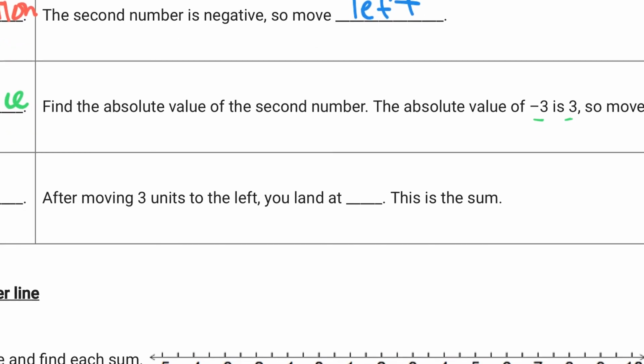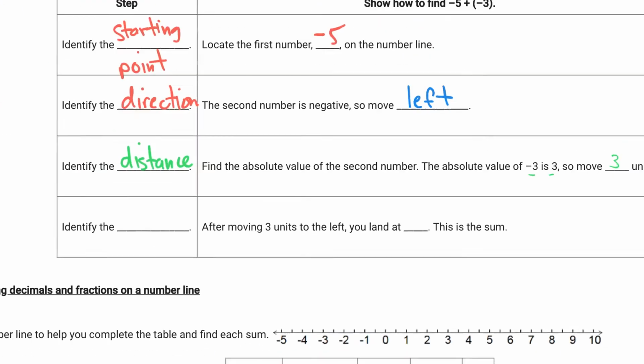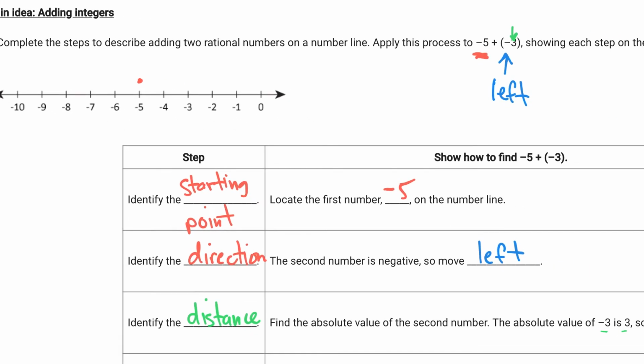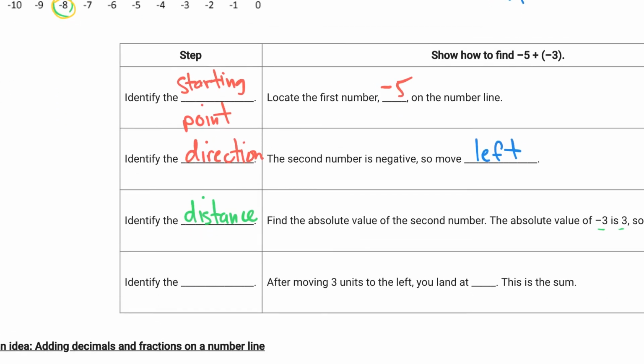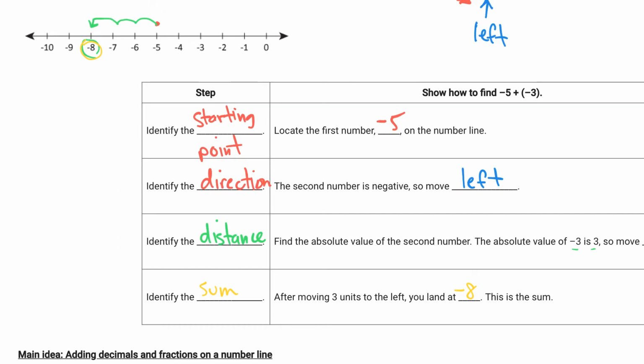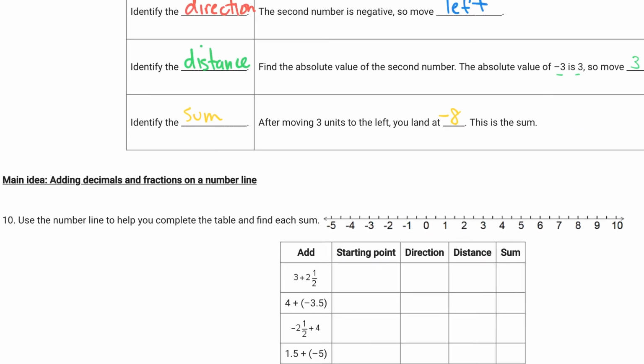And then after moving 3 units to the left, you land at, what's that sum? Okay, so let's go negative 5. So I have negative 5 plus negative 3. I have to move 3 to the left. So I'll do that. 3 to the left. 1, 2, 3. Right there. And negative 8 is, I'll put in yellow, my answer. So identify the sum. And you land at negative 8, as I showed right there. Okay. Next.